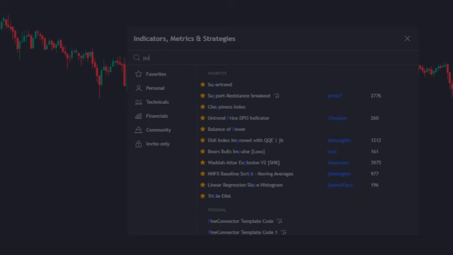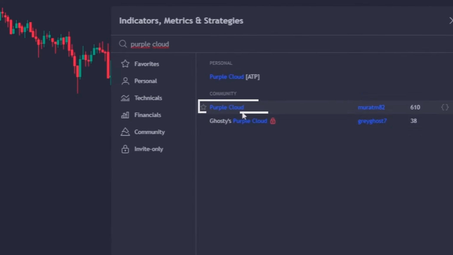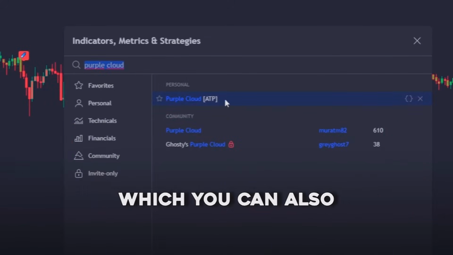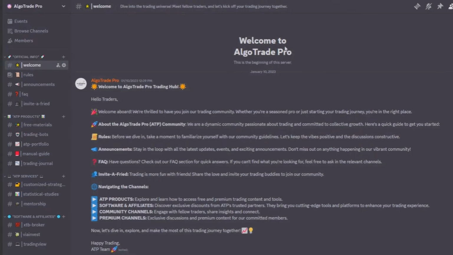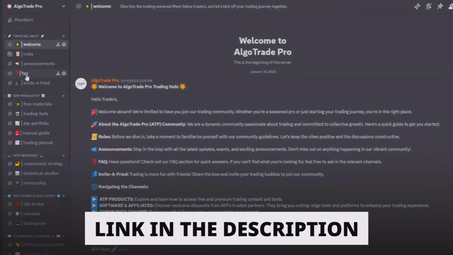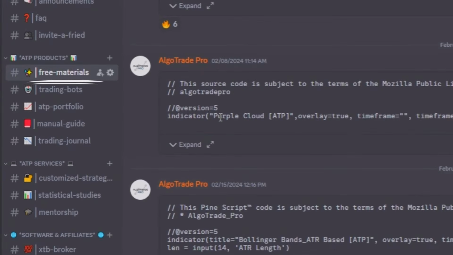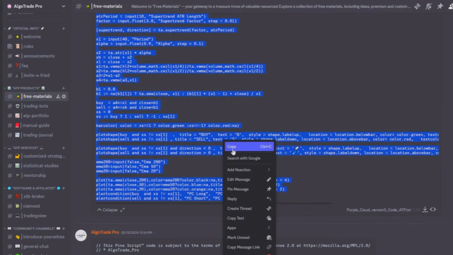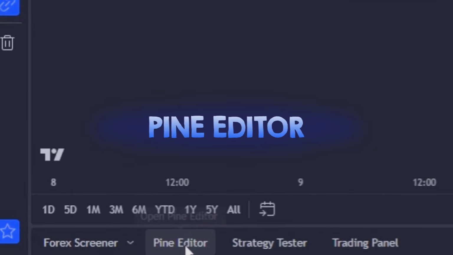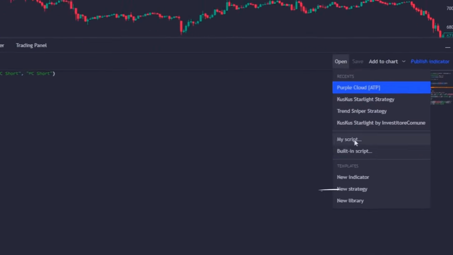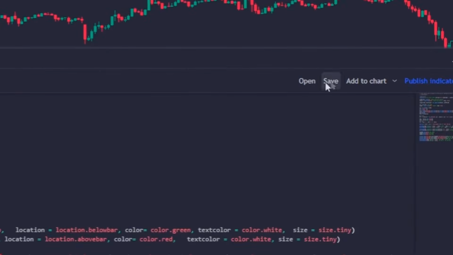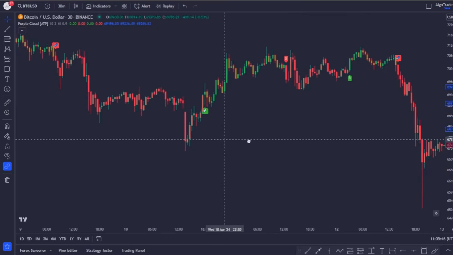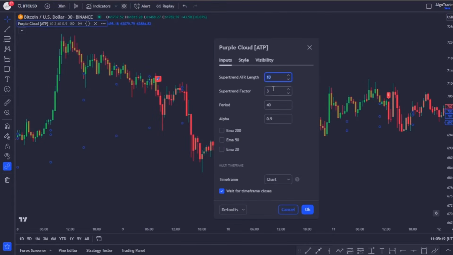So this indicator is called Purple Cloud. On TradingView you can find 2 versions of it that you can use, but the one that I will use is this one created by my team, which you can also use for free. You just need to enter on my free Discord community, the link is on the description, head over to the free materials channel and there you will find the code of my Purple Cloud indicator. Open up this note, copy the code and then on the TradingView charts click on the Pine editor, then on open, new indicator and then just paste the code and save it. After that just click on the add to chart option and you will have this indicator working and with the right settings, which are 10, 3, 40 and 0.9.